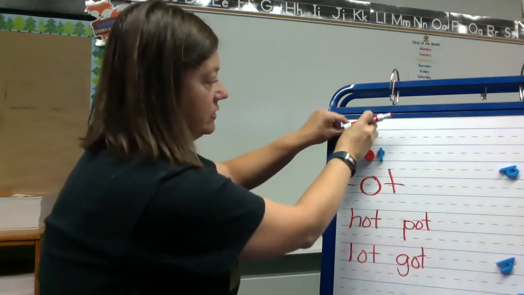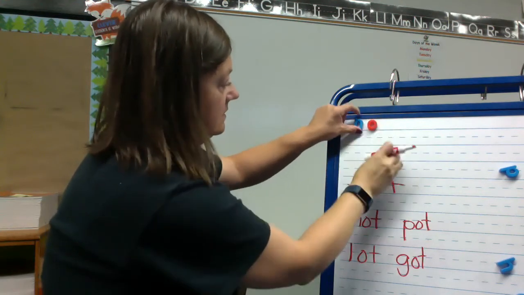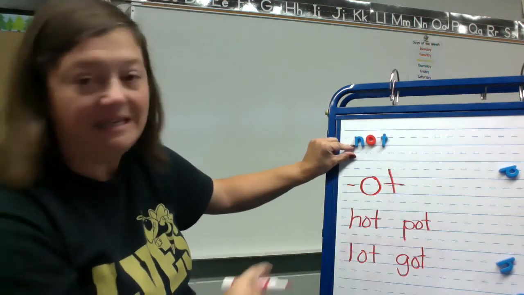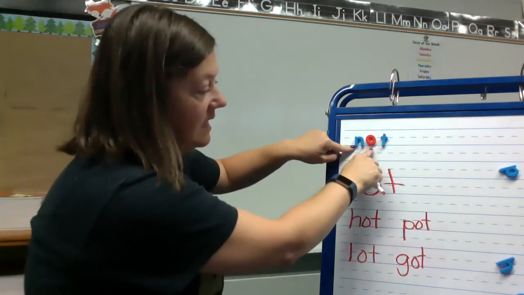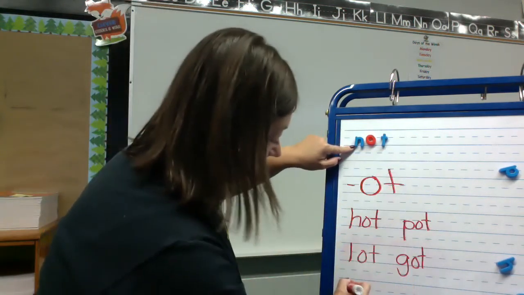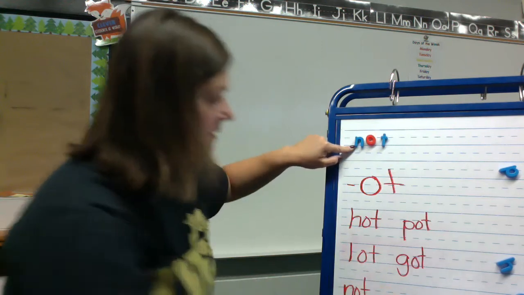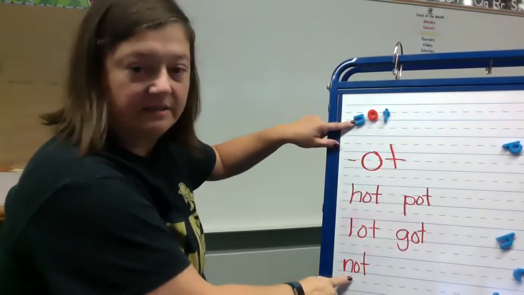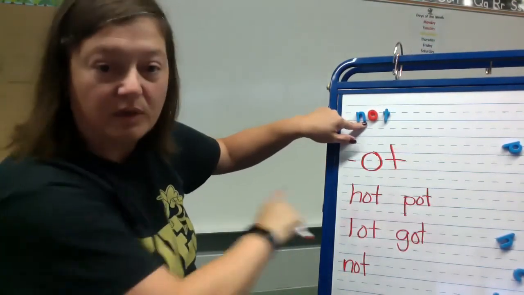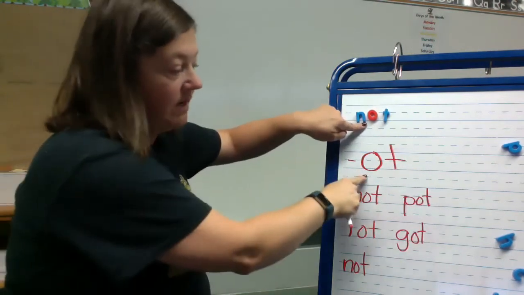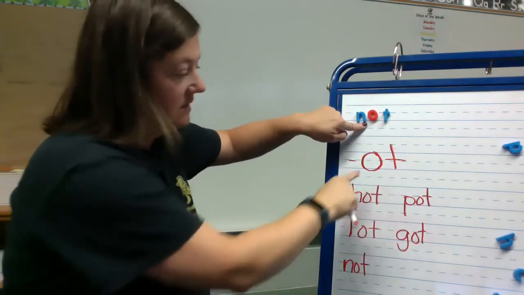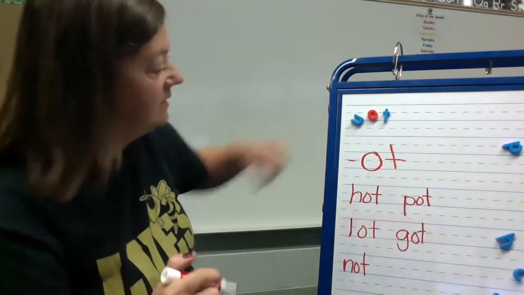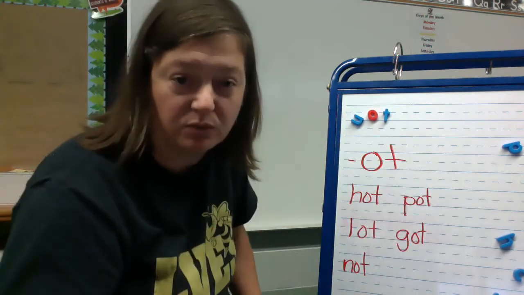If I take the G away, I can put this letter in front, if it will stay. I don't know why these letters are so wiggly. Try it right there. All right, I have N-O-T, not. It's kind of hard to see that. I'm going to fix it right there. Not. So you guys can read all of these words if you remember what ot says. O-T together in a word says ot most of the time. All right, good job, guys.